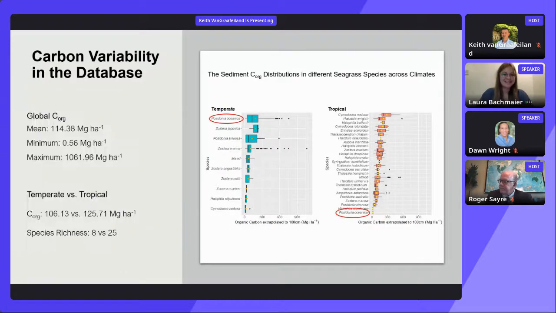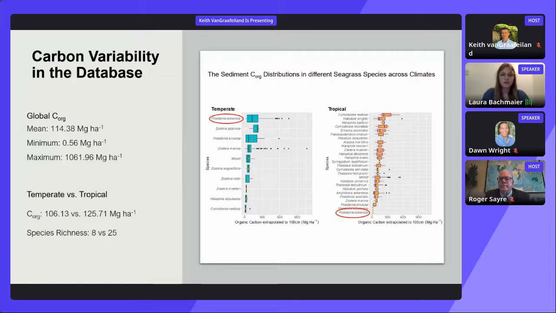One back, please. So to give you an idea of this variability, the average amount of carbon of my global database was around 114 megagrams per hectare, with tropical regions having a slightly higher average than temperate. And looking at the minimum and maximum of the organic carbon found in global seagrass sediments, the range is also really large. And then additionally to that, seagrass species richness also varied between regions, with tropical regions hosting a lot more species, which you can see here based on these box plots. So on the right-hand side, there's just a lot more species found in these regions.